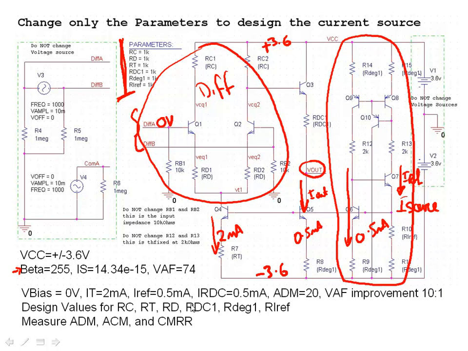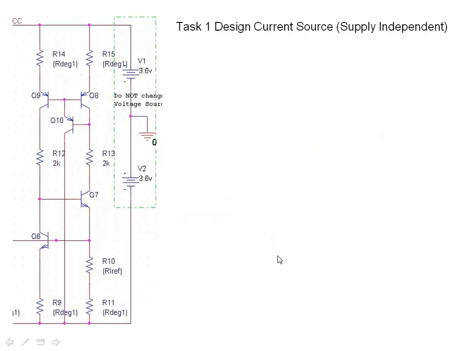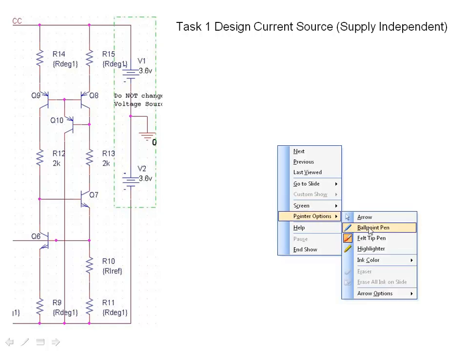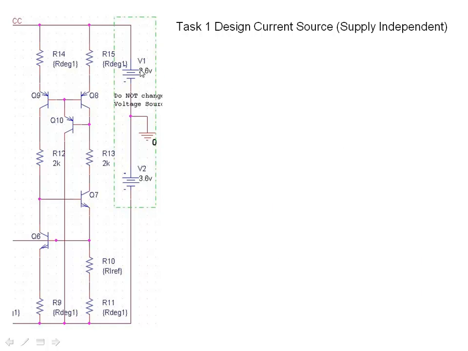Once you've done that, I want you to measure the common mode gain, the differential mode gain, and then the common mode rejection ratio. So let's split this into tasks and then work out how we can design it. So let's start here. This is probably the best place to start, and this is the current source.